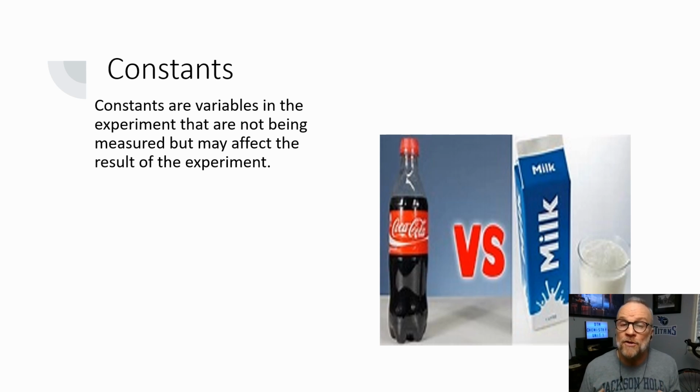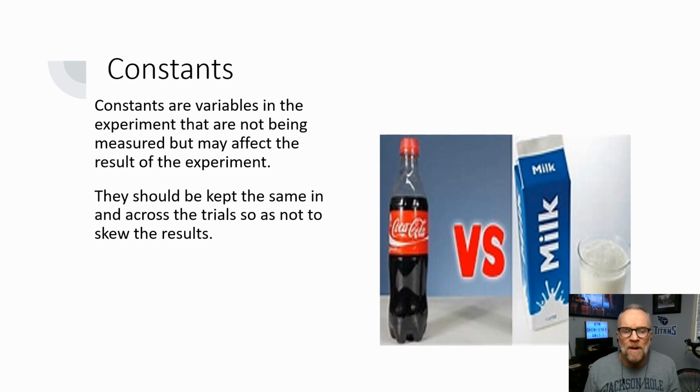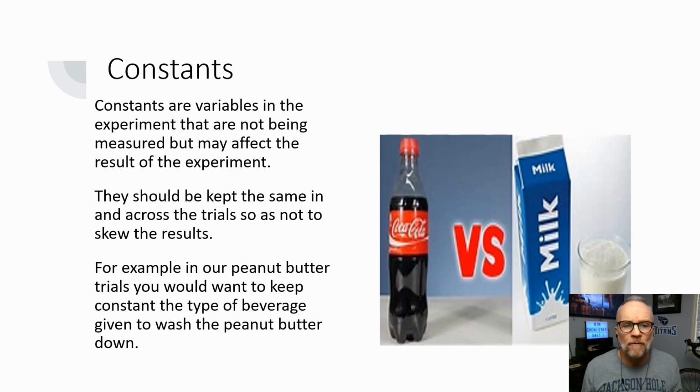But that doesn't mean that you can't go back and do another experiment where you just test the peanut butter after lunch or before lunch and see if that makes a difference or not. They should be kept the same across the trial so as not to skew the results. For example, in our peanut butter trial, you want to keep constant the type of beverage. We already talked about that, to wash the peanut butter down.